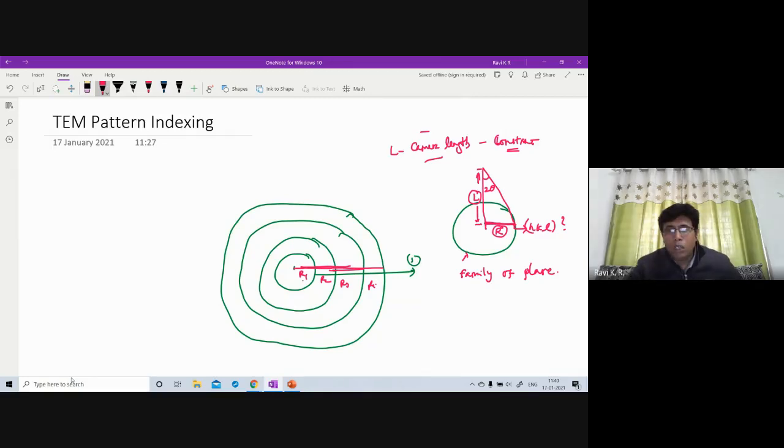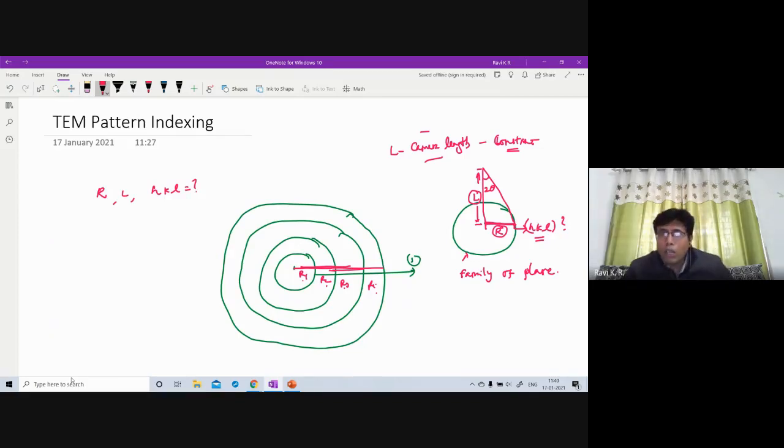We know R1, R2, R3, R4. If you have 10 rings, you know all those things. You know the R values. But what is unknown to us is this HKL value. This is the family of planes we would like to identify. Once you know that, you can identify what crystal structure it is and all those things. So for that, R is known, L is known, but what is unknown is the HKL value.